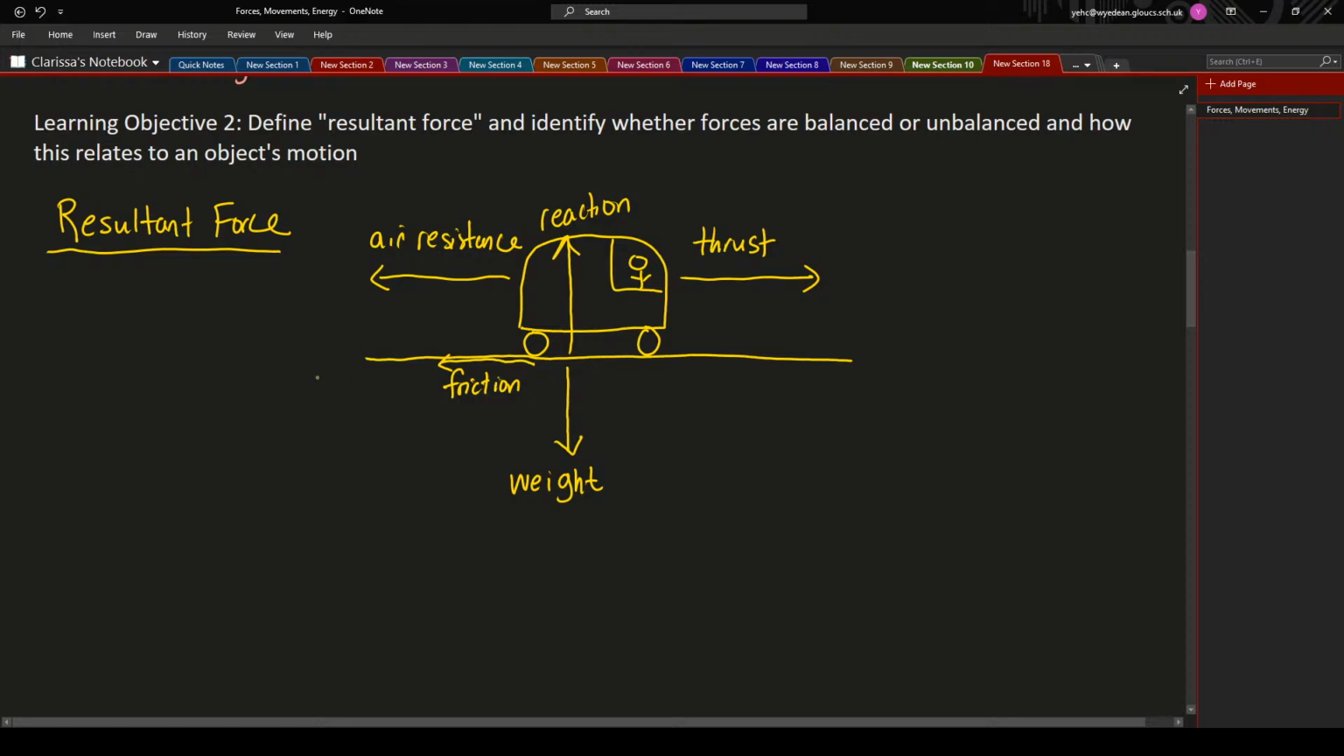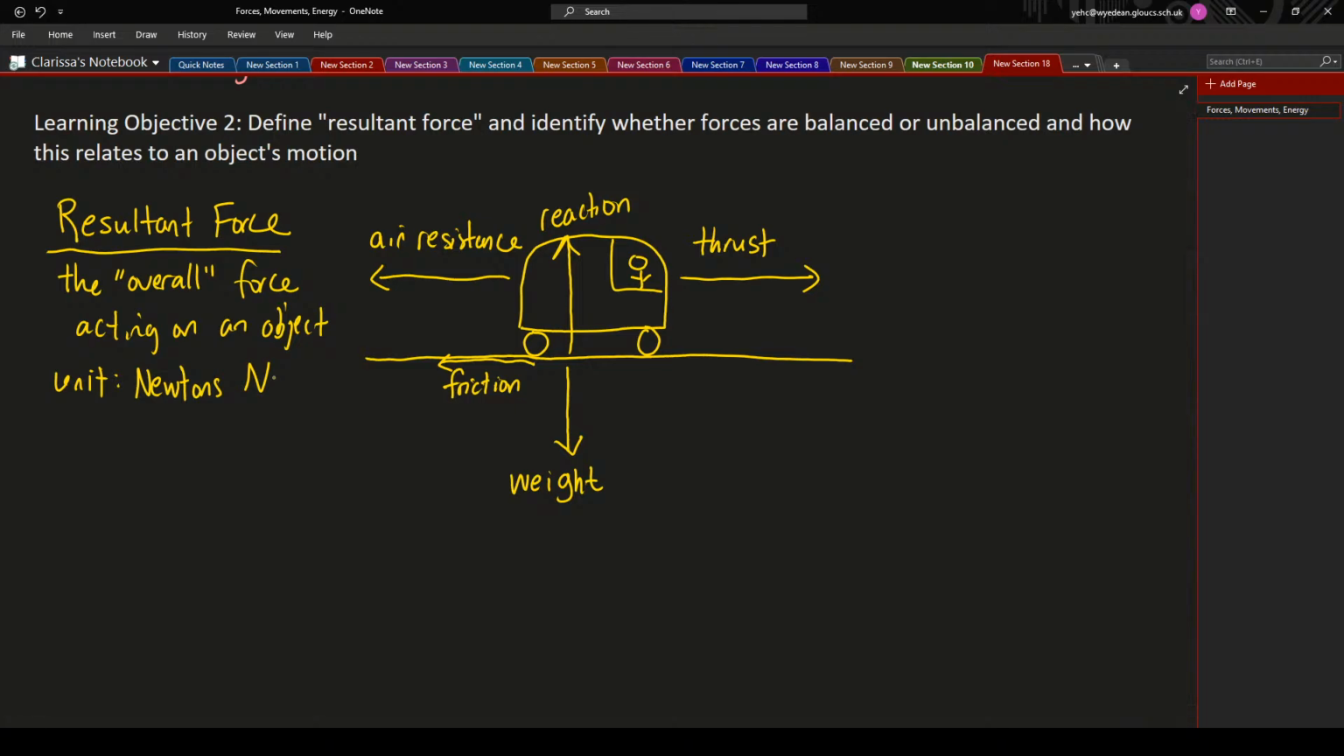So the resultant force is basically the overall force acting on an object. And its unit, because it is a force, all forces are measured in newtons. And if you think about the word resultant, it's similar to result, right? So it's like after everything, what is the result? What is the resulting force? But we call it the resultant force.